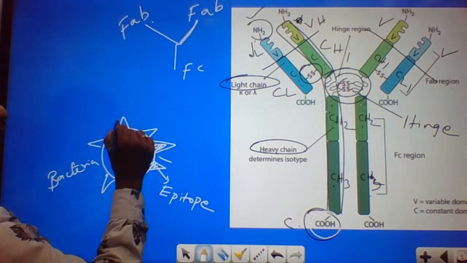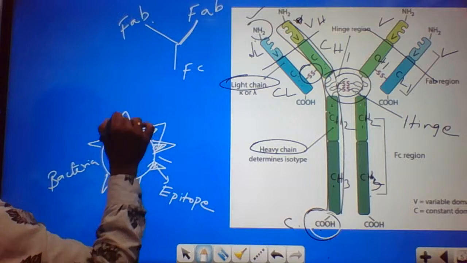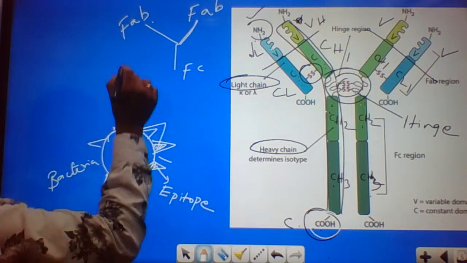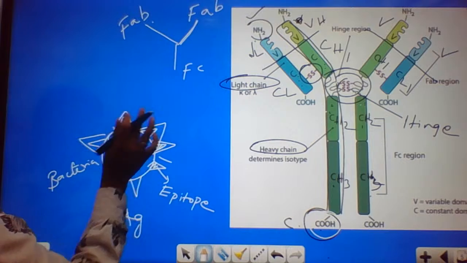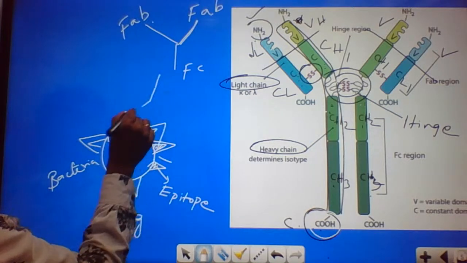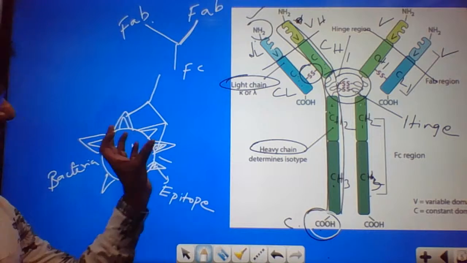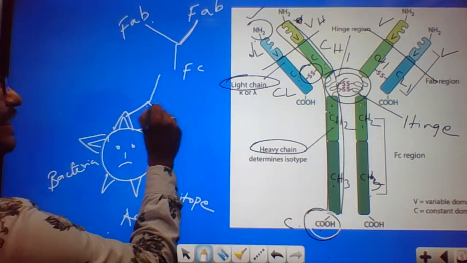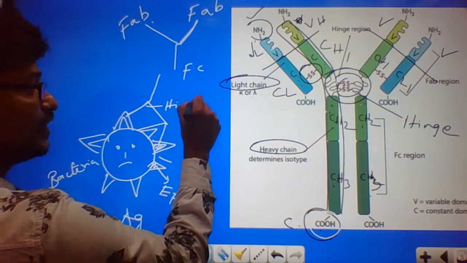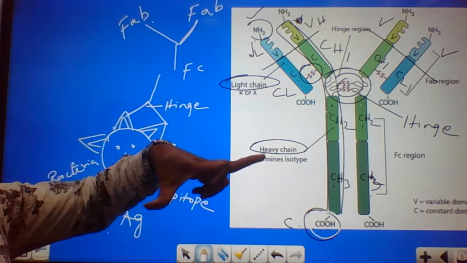This antibody is going to bind. So this is one FAB, this is the other FAB, right? Two regions are there. These two regions are going to bind, and this is going to be flexible. It needs to stretch slightly. The stretching of the FAB region is given by the hinge region. This hinge region gives flexibility to the binding of the two FAB regions.